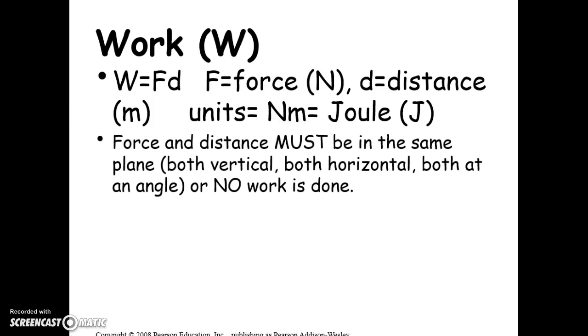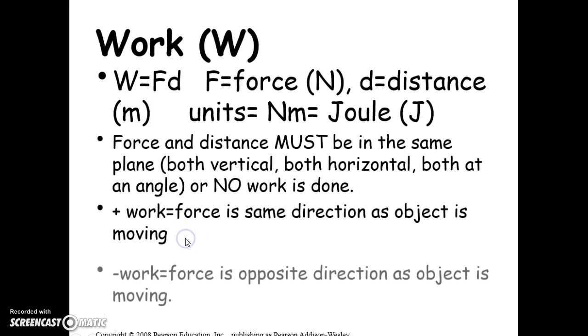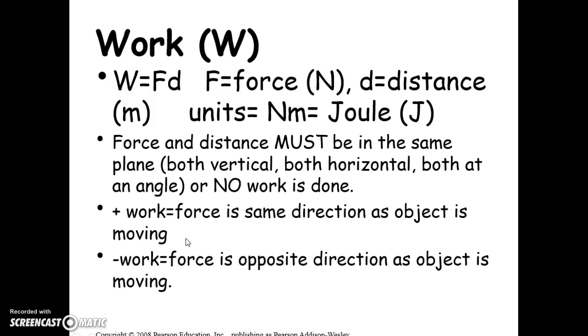And a couple of rules. You have to move something in order to do work, clearly, because distance can't be zero. And the force and distance have to be in the same plane. Like they have to both be vertical or both horizontal or both at an angle, or no work is done. And you get positive work if the force is applied in the same direction as the object is moving. You get negative work if the force is applied in the opposite direction. So this would be an example if you wanted to slow something down. It was moving at you, you applied a force opposite, you'd have negative work, but that would stop the object.